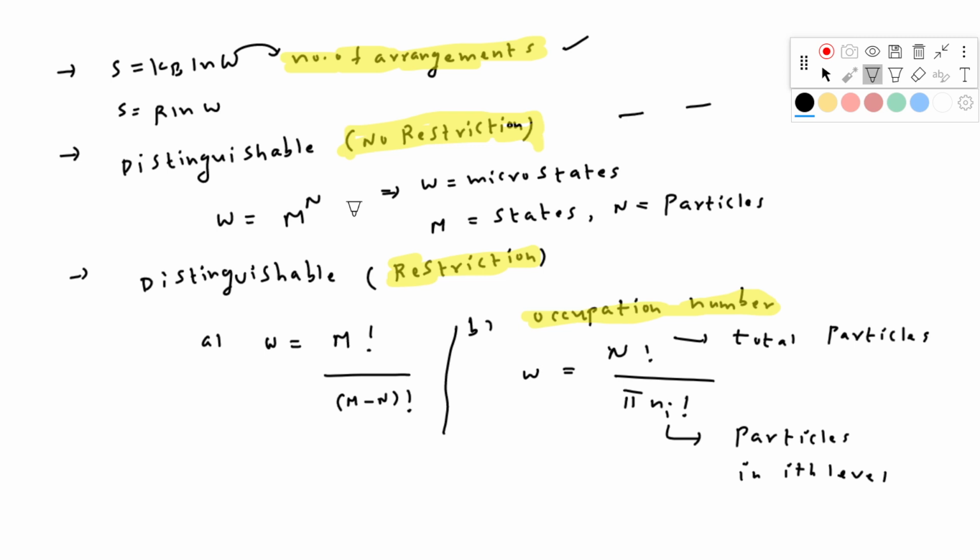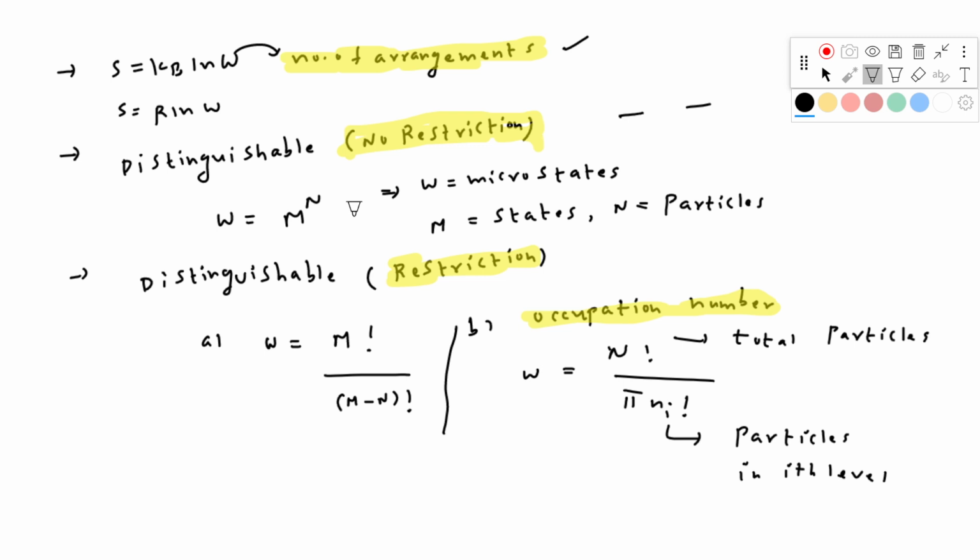So distinguishable particles, that is different particles with no restriction. Here the formula is W equal to number of microstates. Here W equal to M to the power N, where M is nothing but your number of levels or number of states, you can say, and N is nothing but the number of particles.